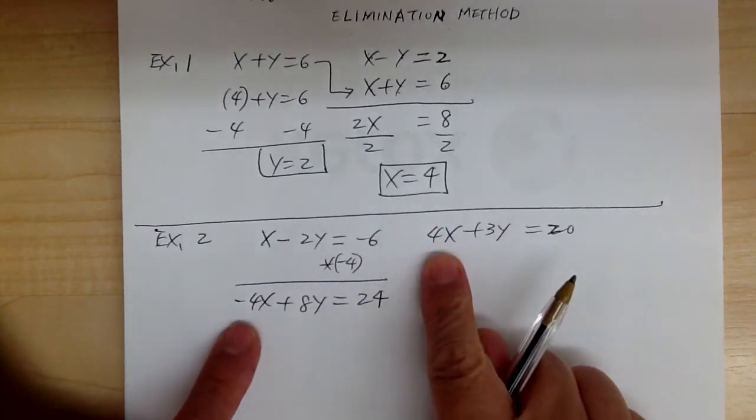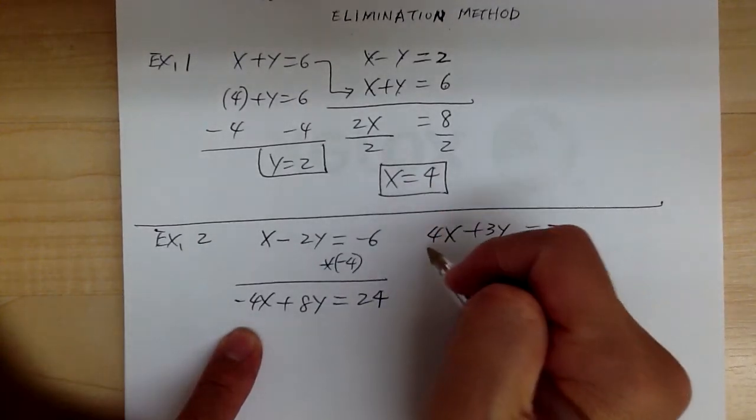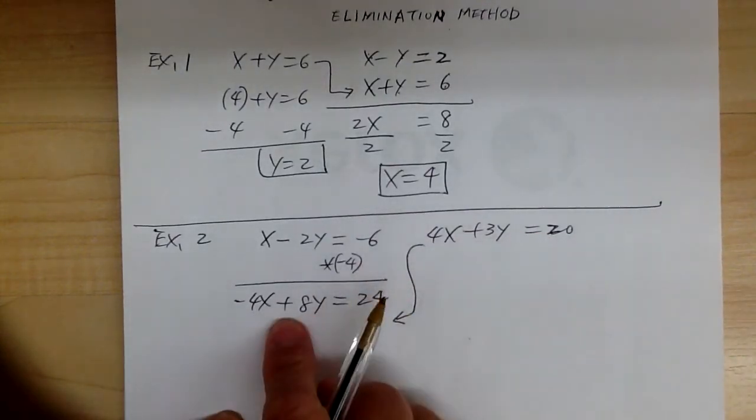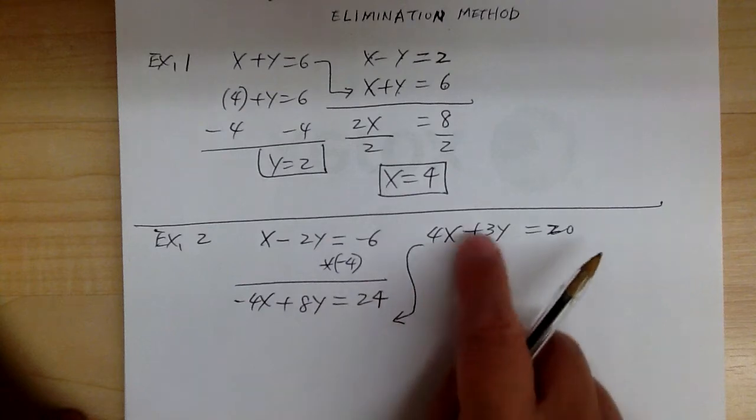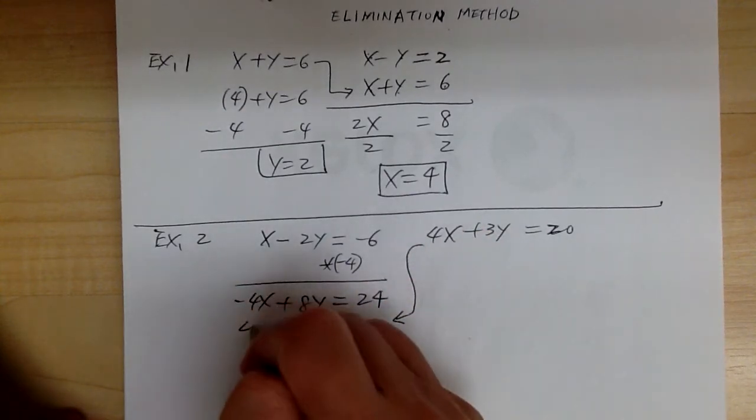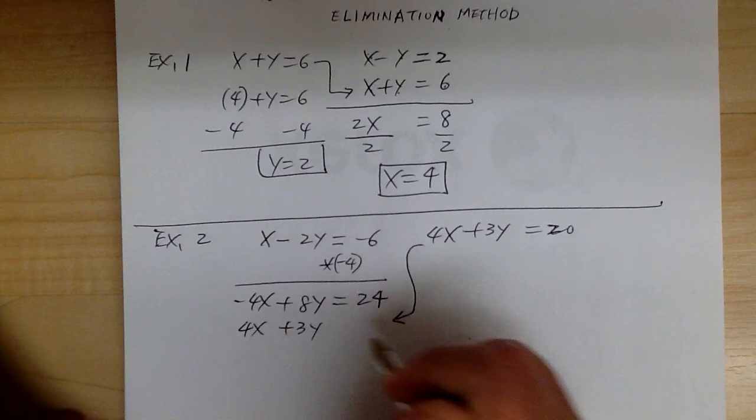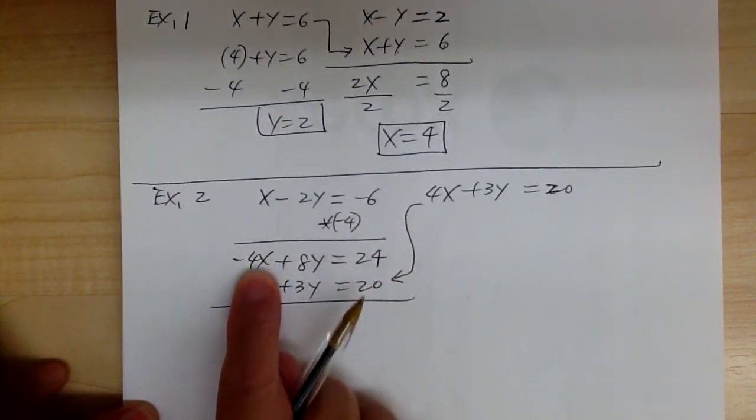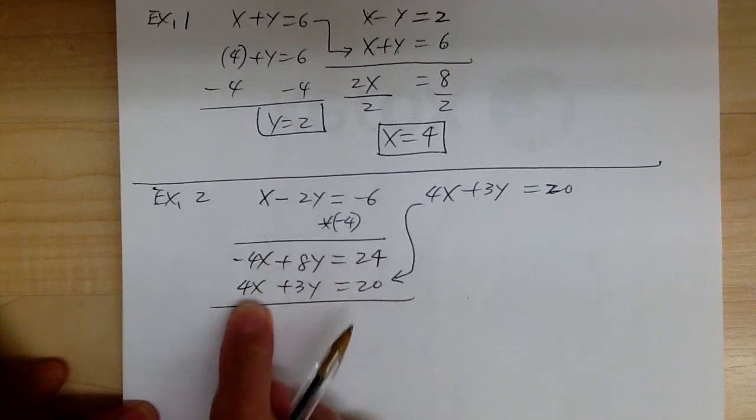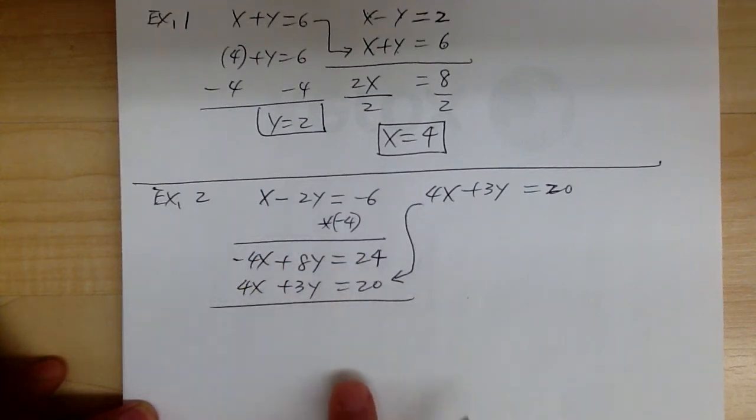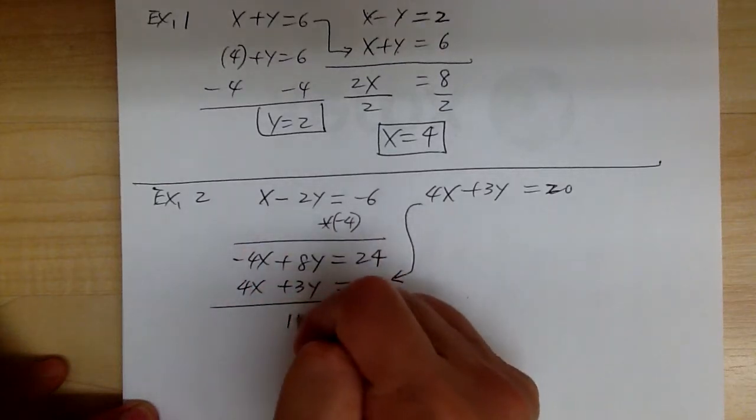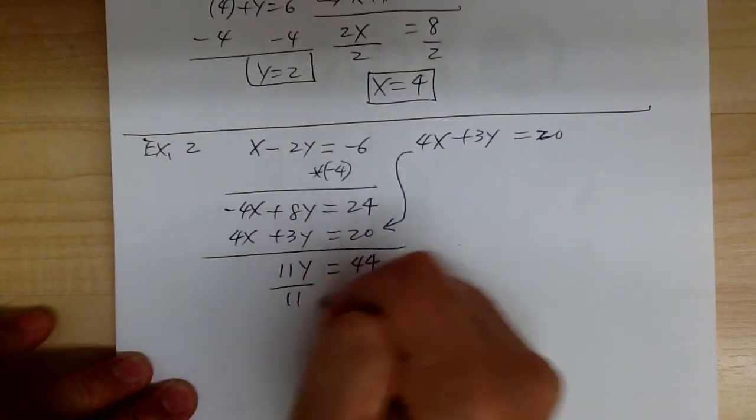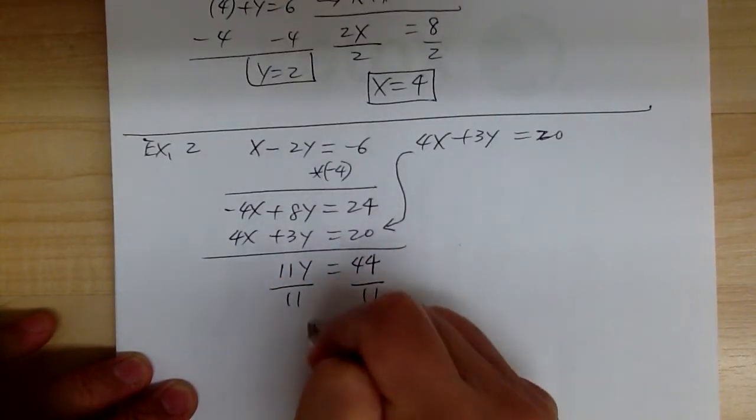Okay? So now they're opposite, right? Okay? So I'm going to put this equation under here. Again, it doesn't matter if you put this under here or this over here. So this is 4x plus 3y equal to 20. Again, the key is make one of the variable opposite, so that way they get eliminated, they get canceled out. So when you add, this gets canceled out. So this one you add, you get 11y. When you add, you get 44. And so you divide by 11, so you got y equal to 4.